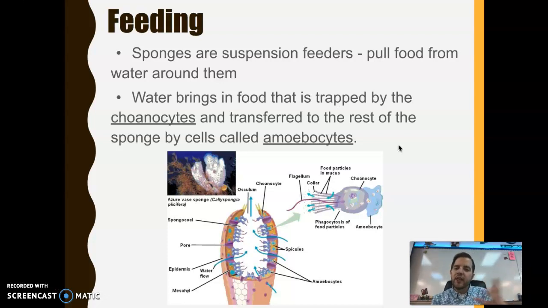So make sure you're understanding this process. It's definitely something that you could be asked to explain in an essay question about how a sponge gets food from the water. Water flows into the ostia. They pump water using the flagella on their choanocytes, and that passes it through the collar, sticks to the mucus, passes to the amoebocyte, and that's how they get their food.